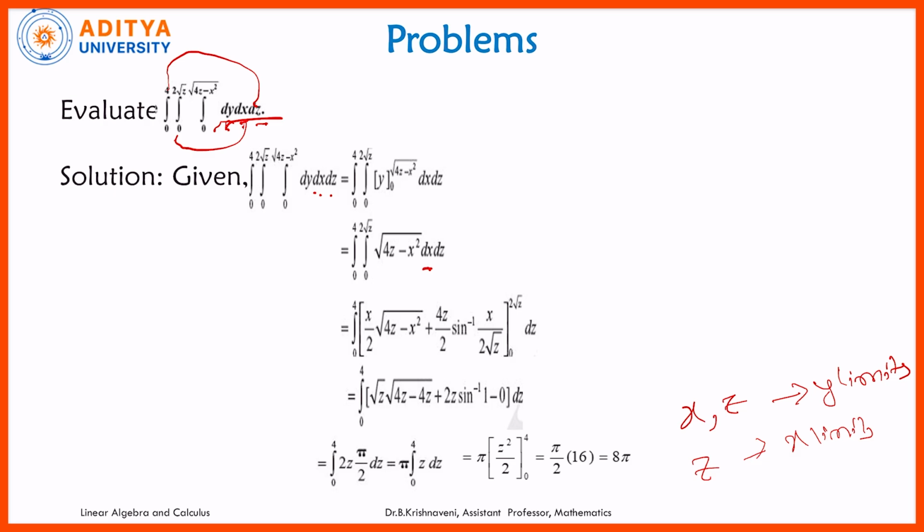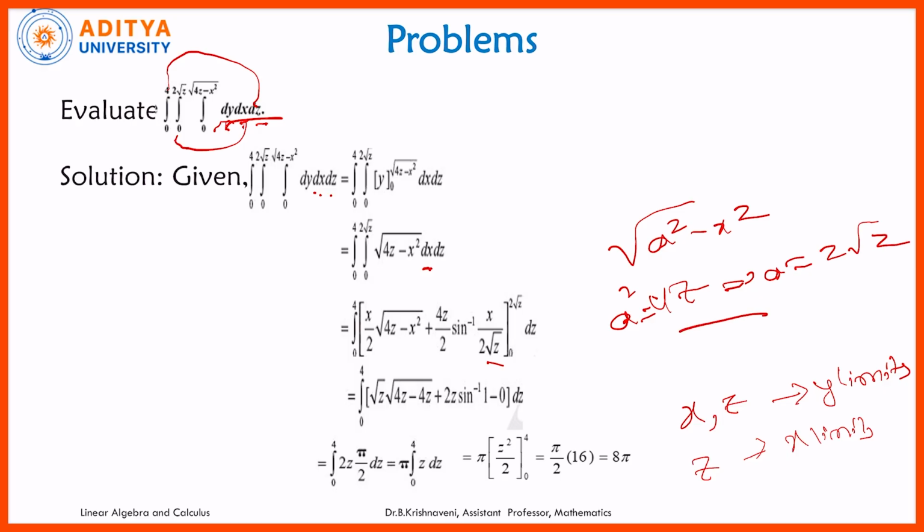So now next do integration with respect to x, which means we have to keep z constant. Now it is in the form of root of a square minus x square. And the integration of root of a square minus x square is x by 2 root of a square minus x square plus a square by 2 sine inverse x by a. Here a square is 4z, so a is 2 root z. By taking this we can find the integration of root of a square minus x square, which is x by 2 root of a square minus x square plus 4z by 2 sine inverse x by a, where a is 2 root z.